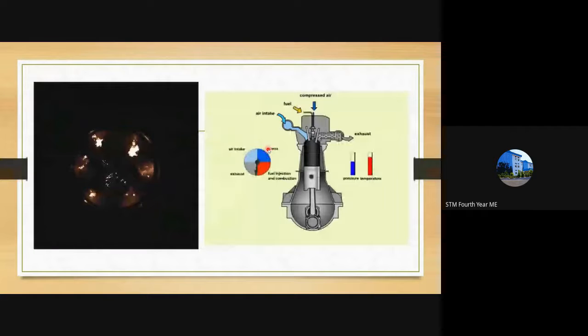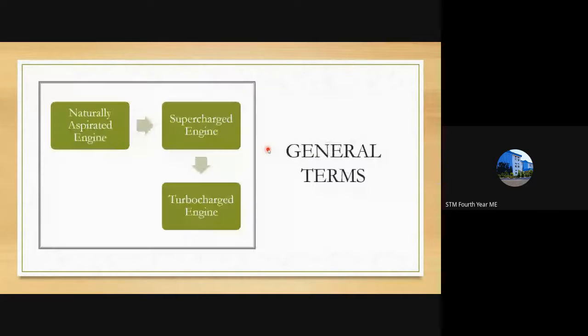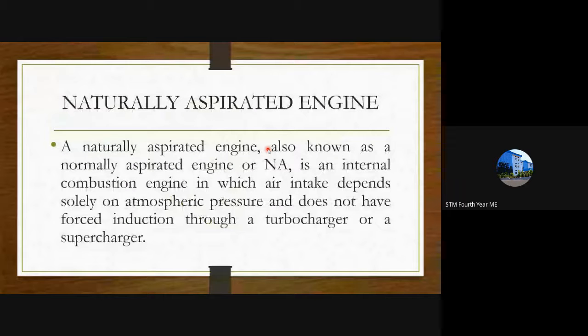Next, we have seen three. I briefly explained the naturally aspirated engine, the supercharged engine, and the turbocharged engine. A naturally aspirated engine is nothing but the engine where the air is sucked into the cylinder by means of atmospheric pressure itself. So, based on atmospheric pressure, I explained this to you in the last class.